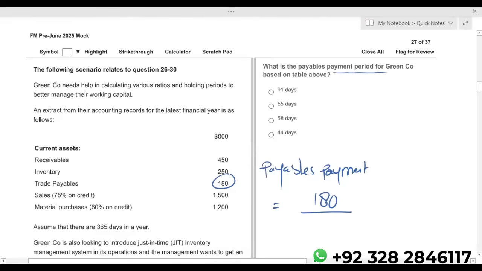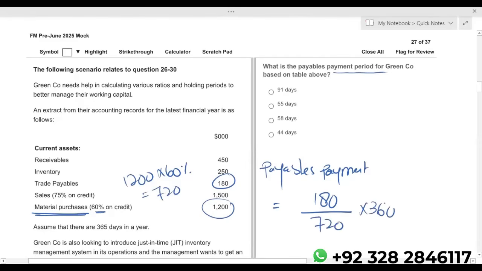But if the examiner does not give us the credit purchases, then we go for cost of sale. But here the examiner is very nice towards you. Total purchases are 1200. Out of that, 60% are your credit purchases. So no need to go for cost of sale. Just take 60% of this. I love it. Seriously, here the examiner is very nice towards you.